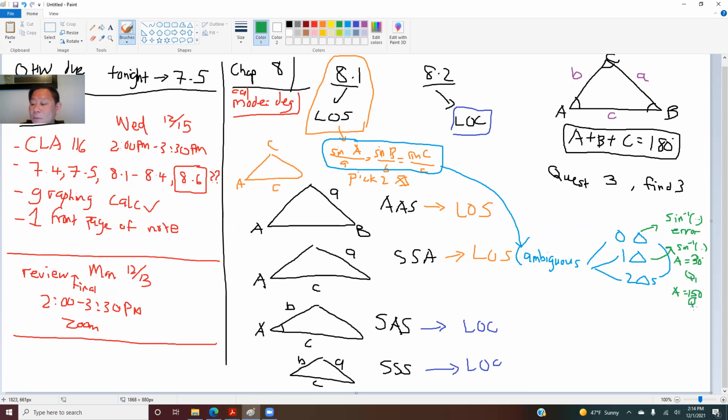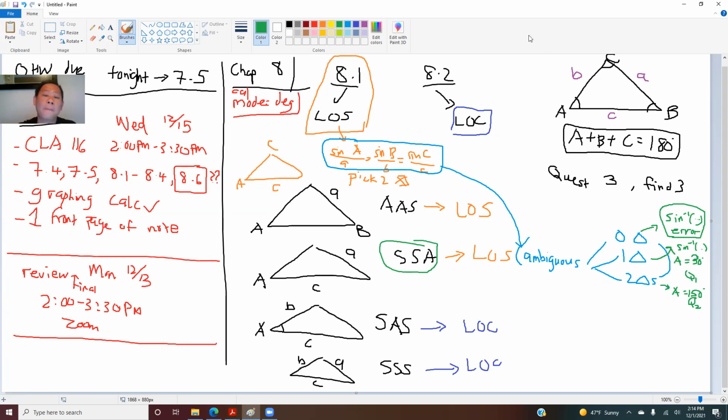Okay, so this is the one that you need to watch out for in this SSA case. If you find no error, meaning you get yourself an angle, for example 30 degrees, then actually this has 2 answers. One is 30 and one is 150. That's why you can get either 1 or 2 triangles here.